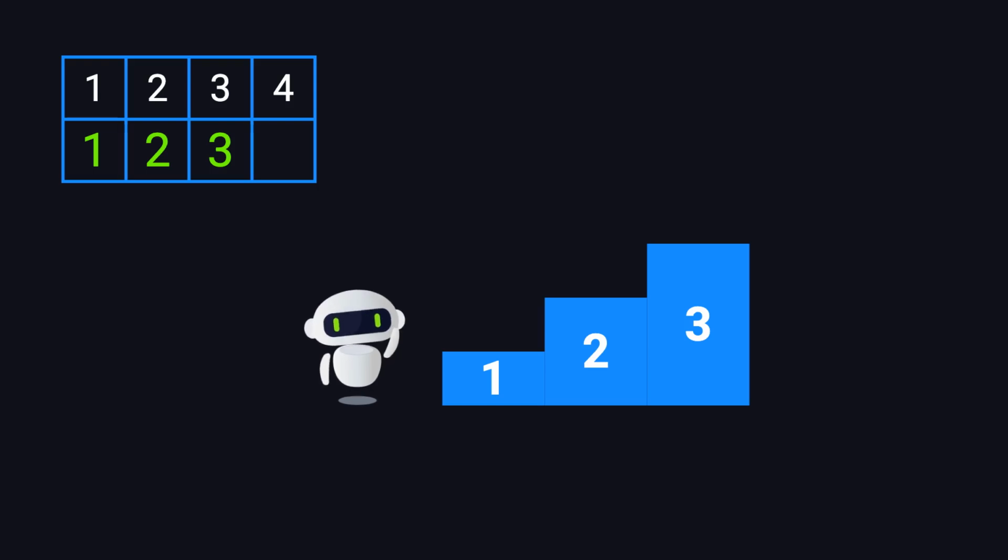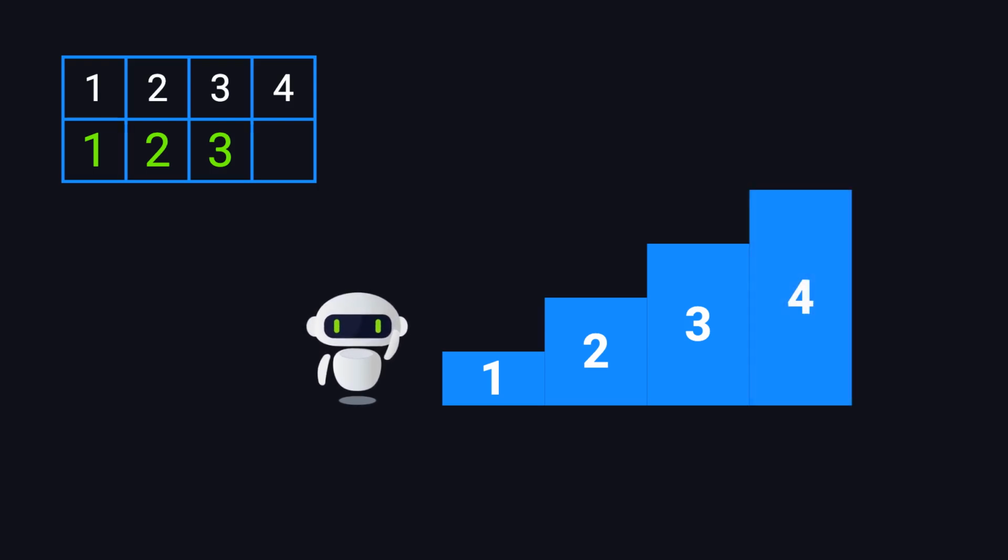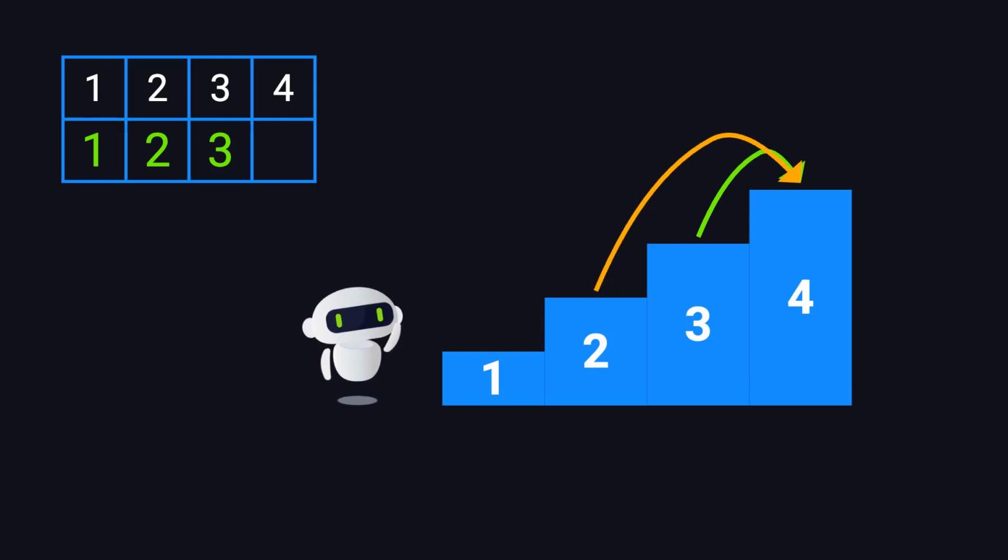But let's not jump to conclusions just yet. Let's look at step 4. If we try to list out all the possibilities, it gets a bit tedious and easy to miss something. So let's change our perspective. To reach step 4, your last move must have come from either step 3, by taking one step, or from step 2, by taking 2 steps.